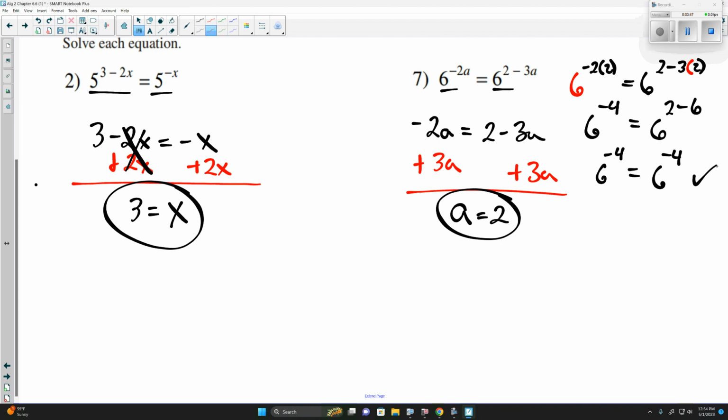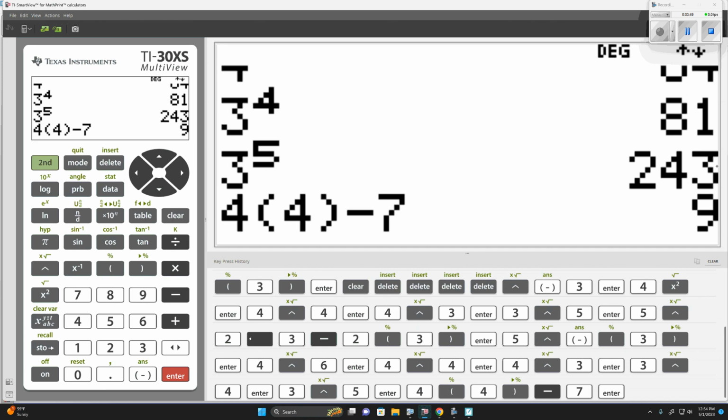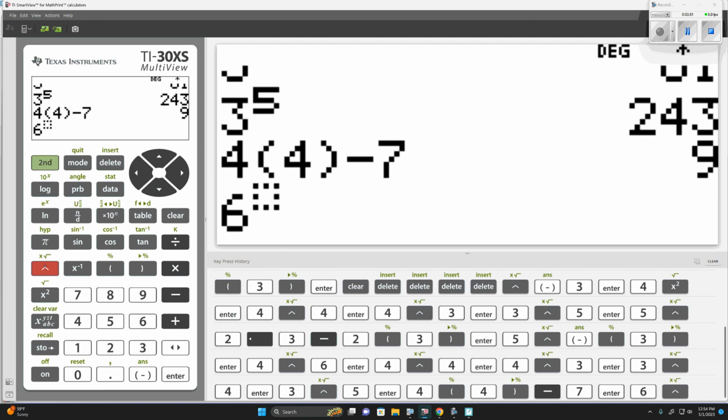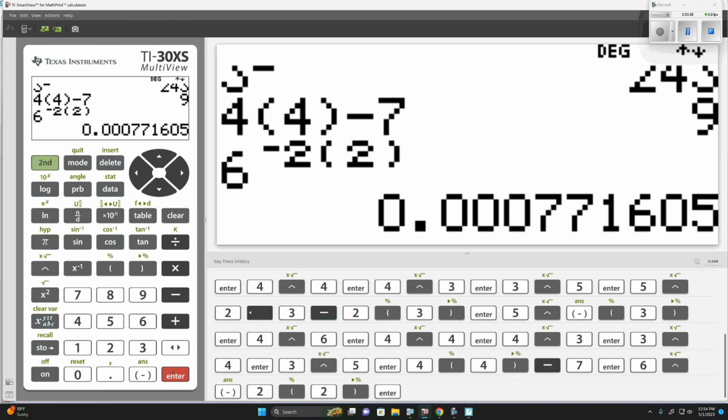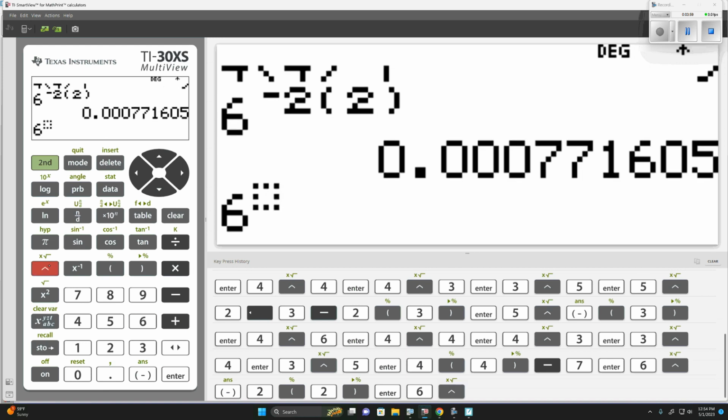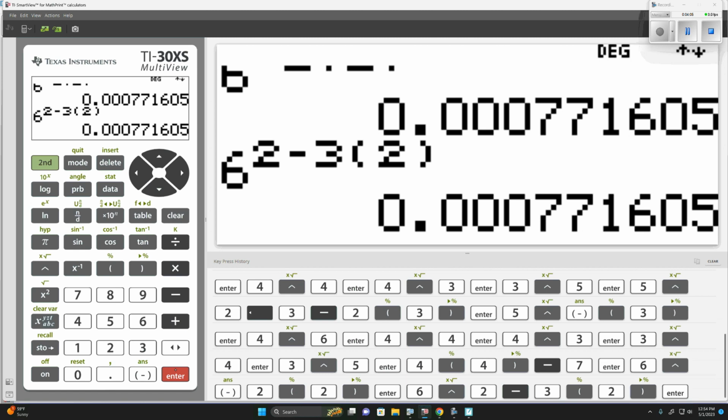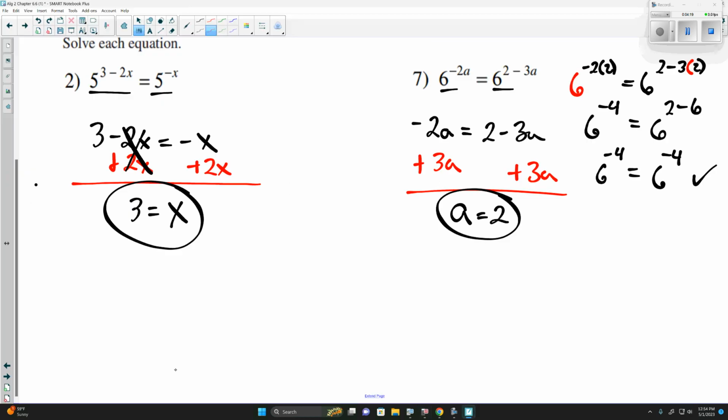We get this here. Now we could have also plugged it into the calculator. 6 to the negative 2 times 2 is this decimal here. On the other side, we have 6 to the 2 minus 3 times 2. It gives us a decimal answer, but the decimals are the exact same. So that is the correct answer. Questions on any of these here? Any questions on anything we've done so far? Are you ready for the next one?